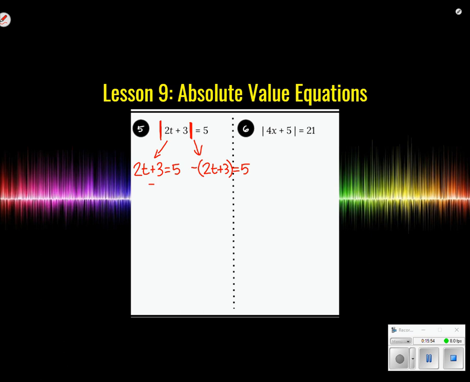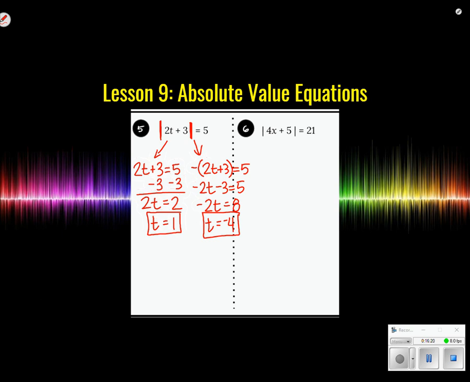All right, let's solve. We're going to subtract 3. 2t equals 2, so t equals 1. There's one answer. And the next one I'm going to distribute, so I've got negative 2t minus 3 equals 5. I'm going to add 3, and then I'm going to divide by negative 2, so t equals negative 4. So I have two answers.